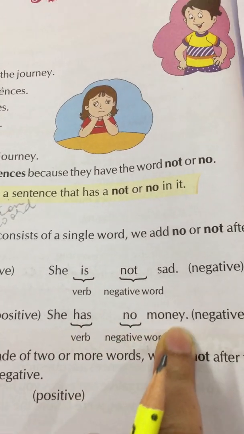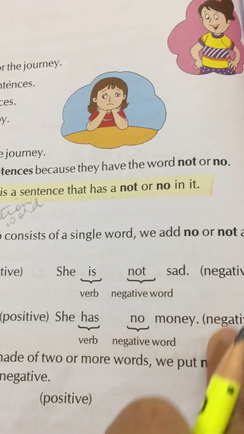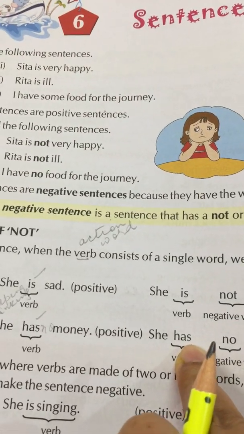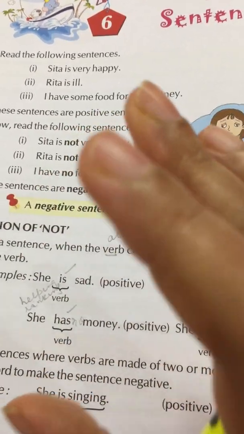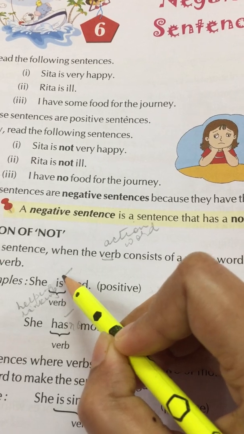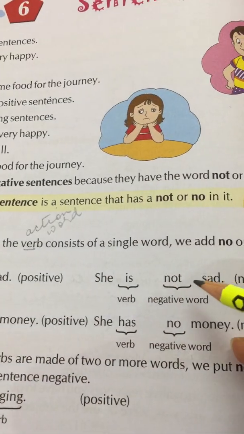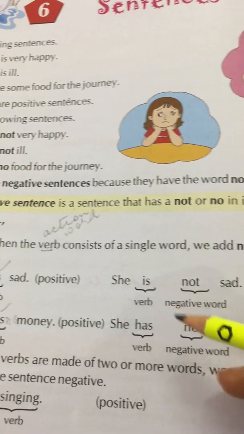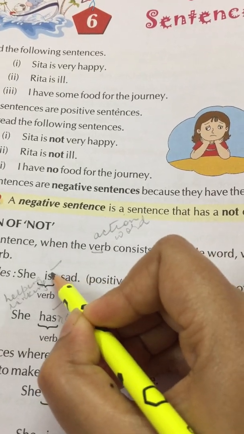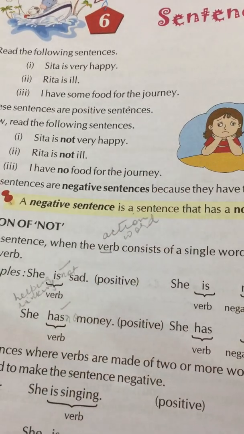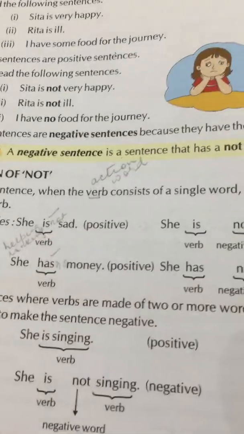No is a negative word. Not is also a negative word. So now this sentence has become negative. First you have to find out how many verbs are there within a sentence. If there is one verb, you have to put the negative word not or no just after the verb. She is not sad. Now it has become negative. She has no money. Now it has become negative.